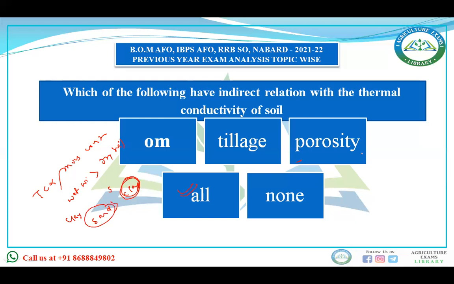Now you can relate it with porosity. When you are increasing the organic content, by adding organic matter in the soil you are reducing the bulk density, which means you are increasing the porosity. Similarly with tillage, when you are doing tillage in the field, you are reducing the bulk density and increasing the porosity. And if the porosity is increased, thermal conductivity will decrease. The answer will be all. Organic matter, tillage, and porosity all have indirect relation with the thermal conductivity of the soil.